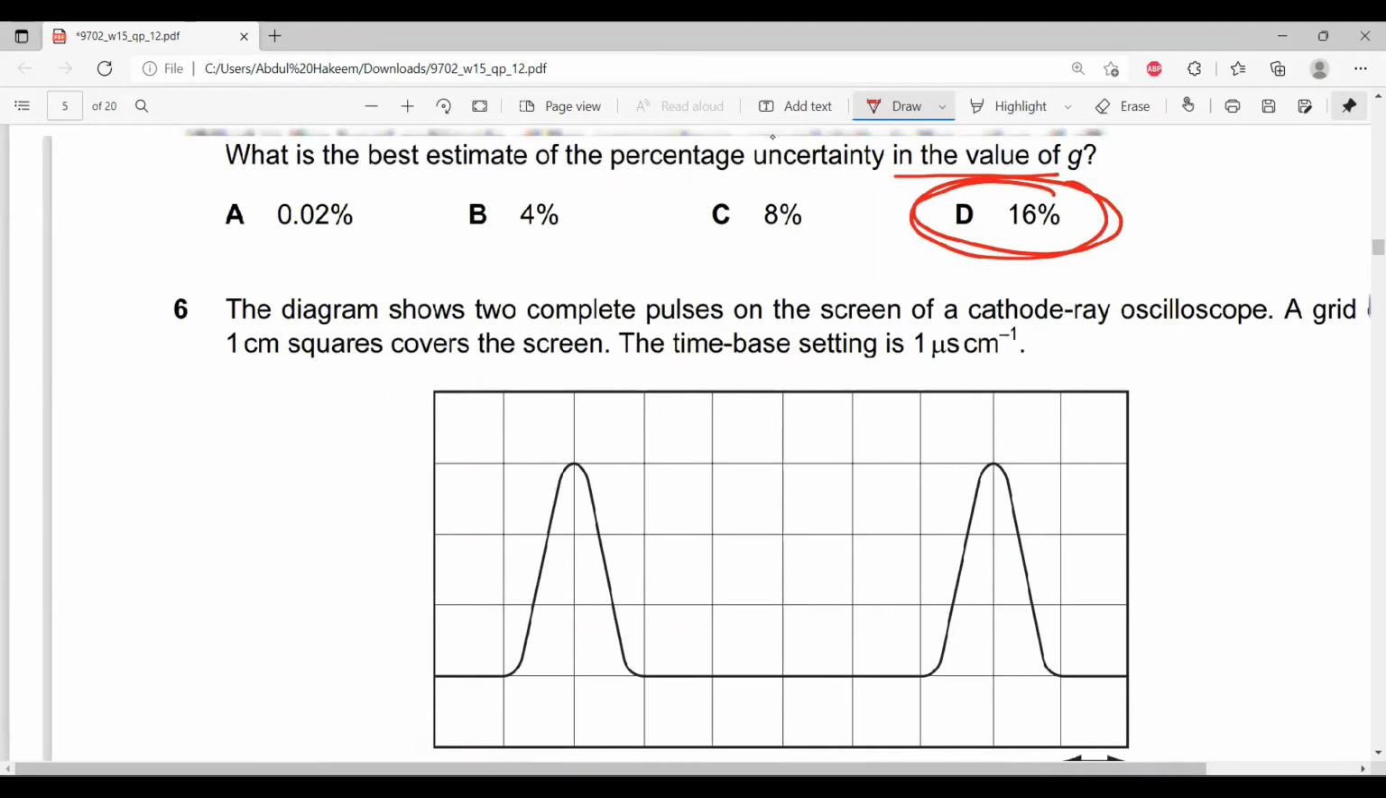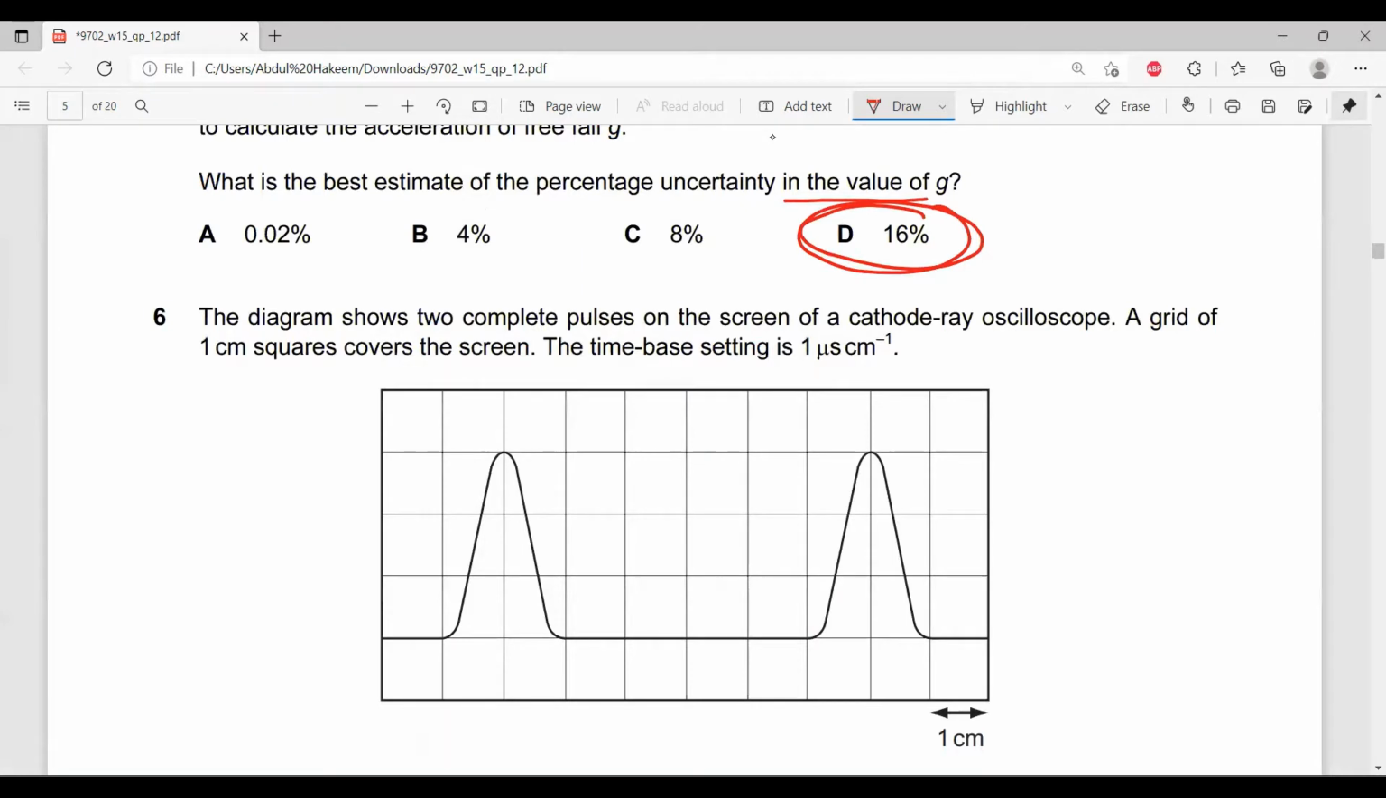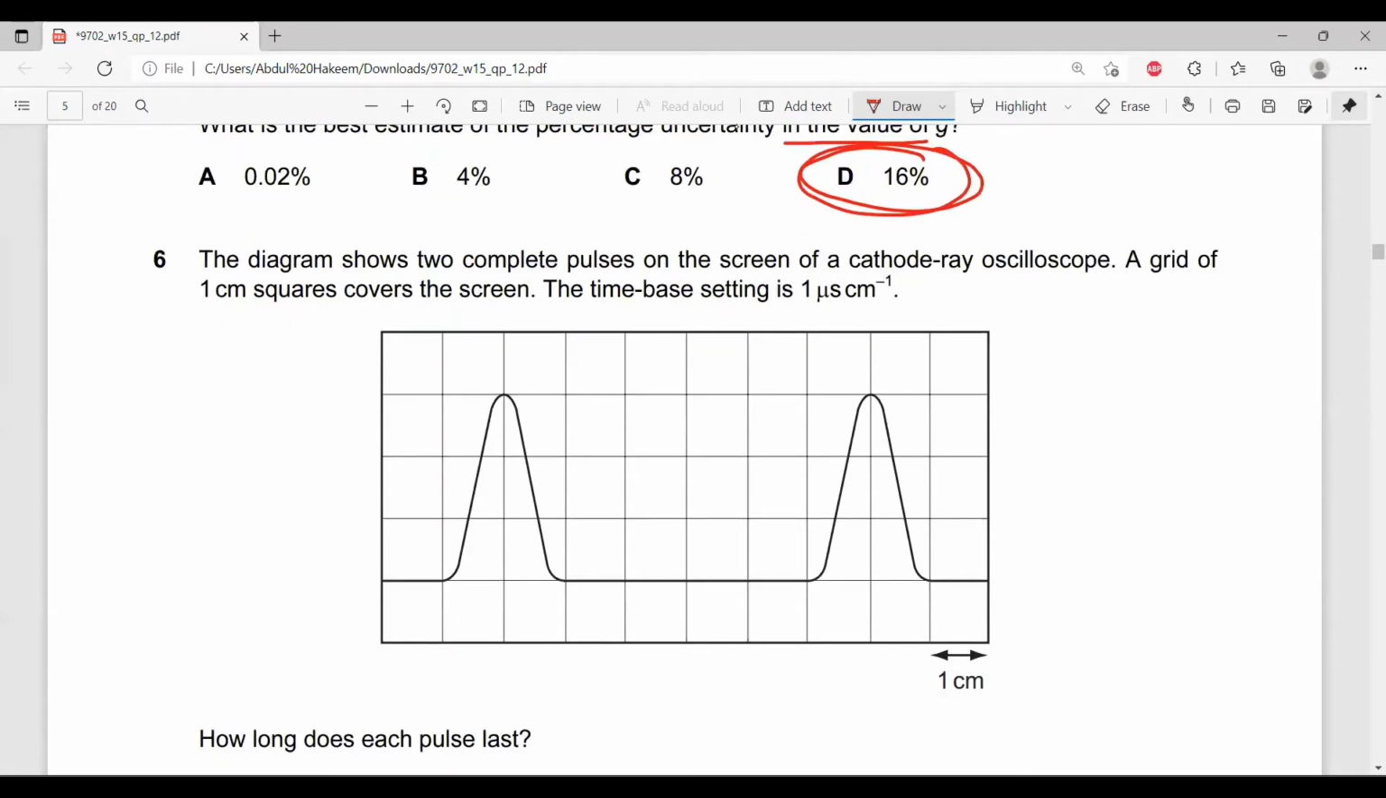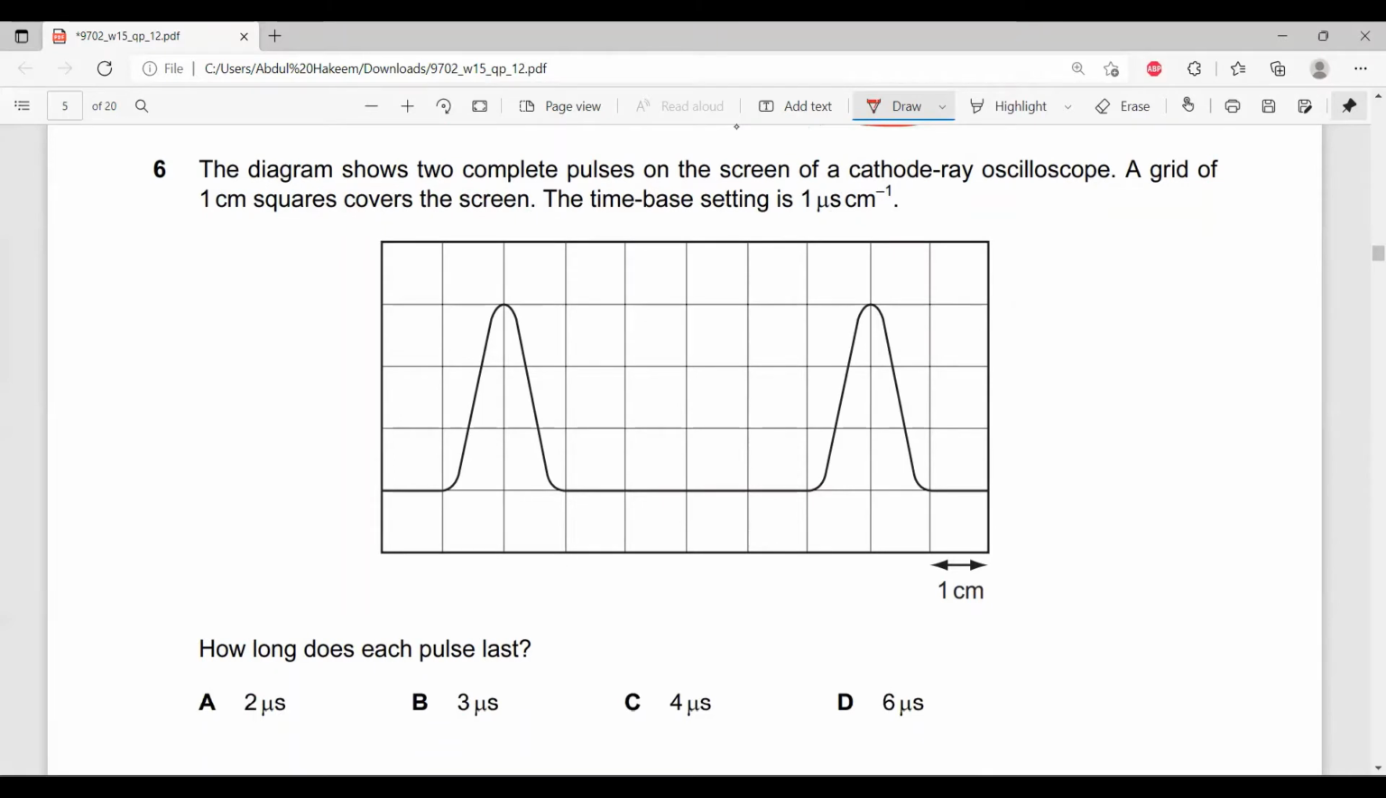Now the next is: the diagram shows two complete pulses on the screen of the CRO. A grid of 1 centimeter squares covers the screen. The time-base setting is 1 microsecond per square. How long does each pulse last? It starts from here and ends at this point. So two boxes are covered for the duration of one pulse. One box represents 1 microsecond, so 1 and 1 becomes 2. So the answer is 2 microseconds. This is the duration of each pulse.